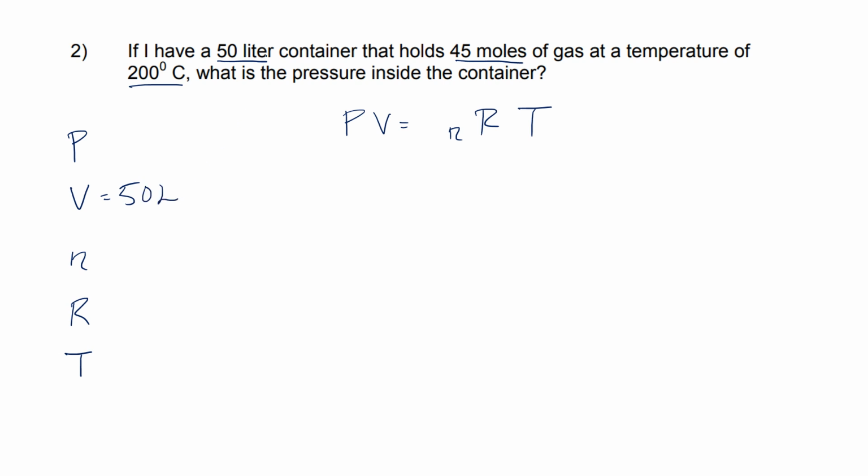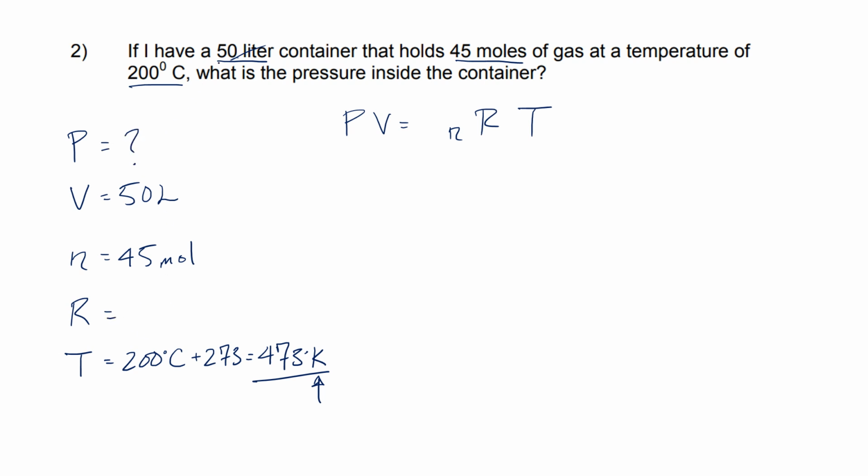50 liters, right? 45 moles of gas, that's our N, 45 moles. At a temperature of 200 degrees Celsius. Let's just convert it to kelvins now. Plus 273 is 473 kelvins, right? I think we all know that we need to convert to kelvins. And then it wants to know the pressure. So question mark on the pressure.